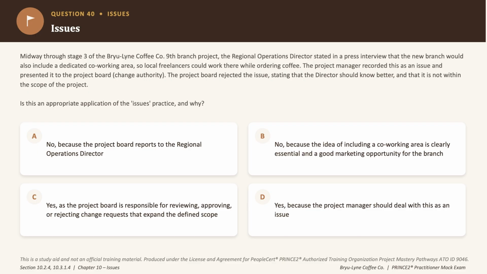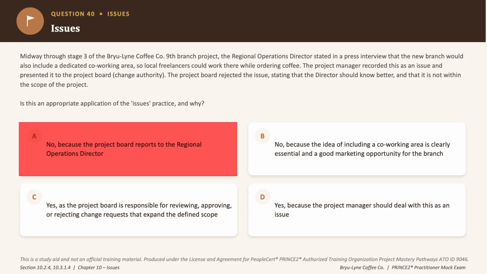Option A says no because the project board reports to the director. But look, that gets the authority structure backwards, right? Because the project board is the change authority here, okay, not subordinate to one stakeholder's announcement. So an incorrect answer choice.